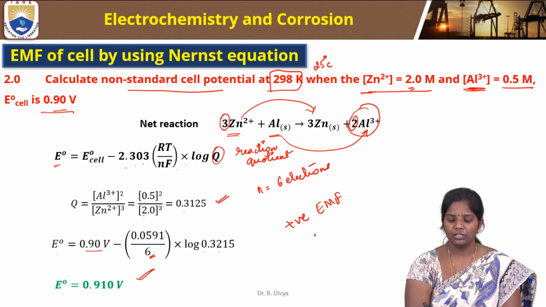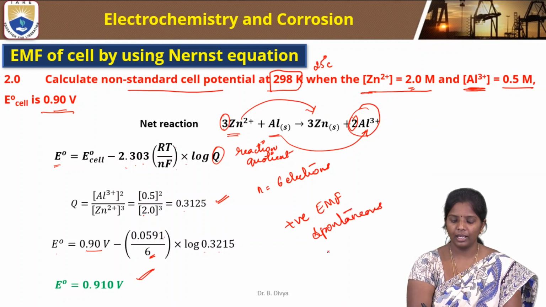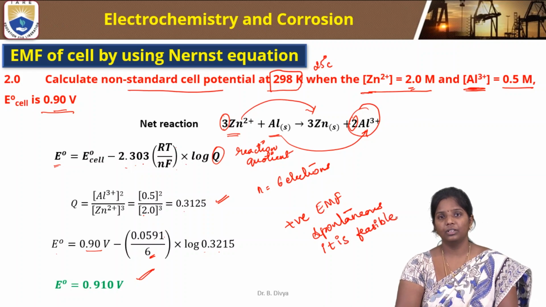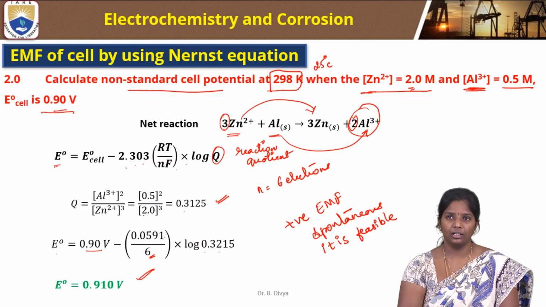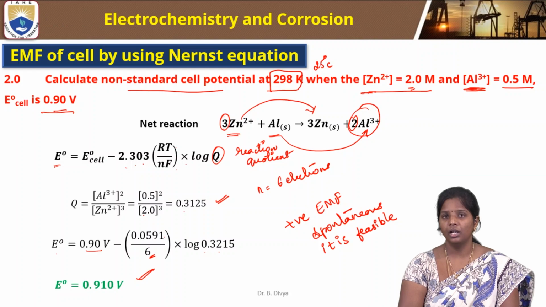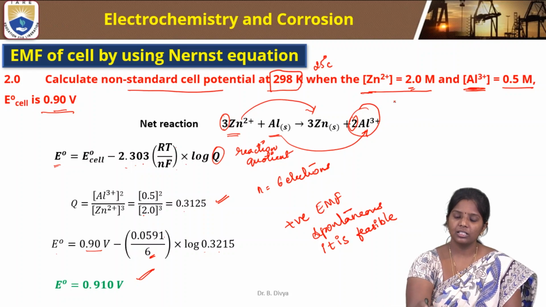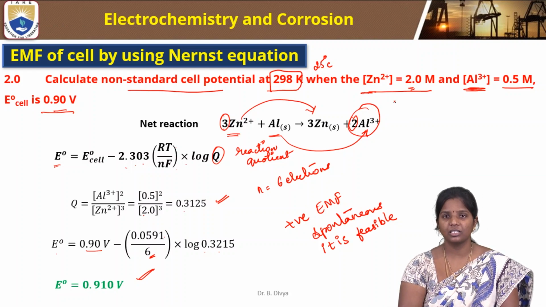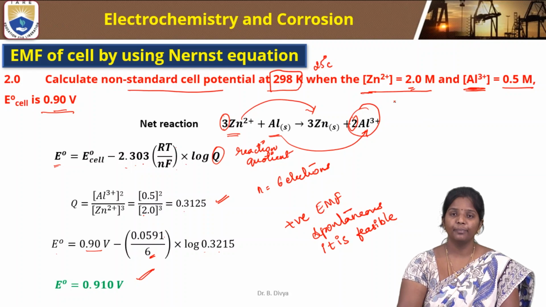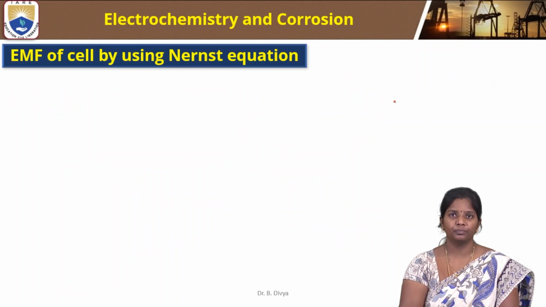So a positive EMF value means a spontaneous reaction, and it is feasible. It means this cell will work. It means it can convert chemical energy into electrical energy. What is the chemical energy here? The metal salts that are dissolved in the solvent are the chemicals that are present. These chemical reactions can convert chemical energy into electrical energy and produce electricity.